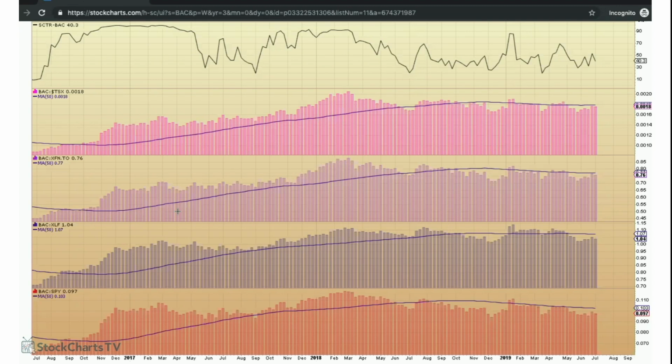In today's show, the relative indicators that I'll be using are against the TSX, the XFN, which is the Global Financial ETF listed in Toronto, the XLF, and the SPY.